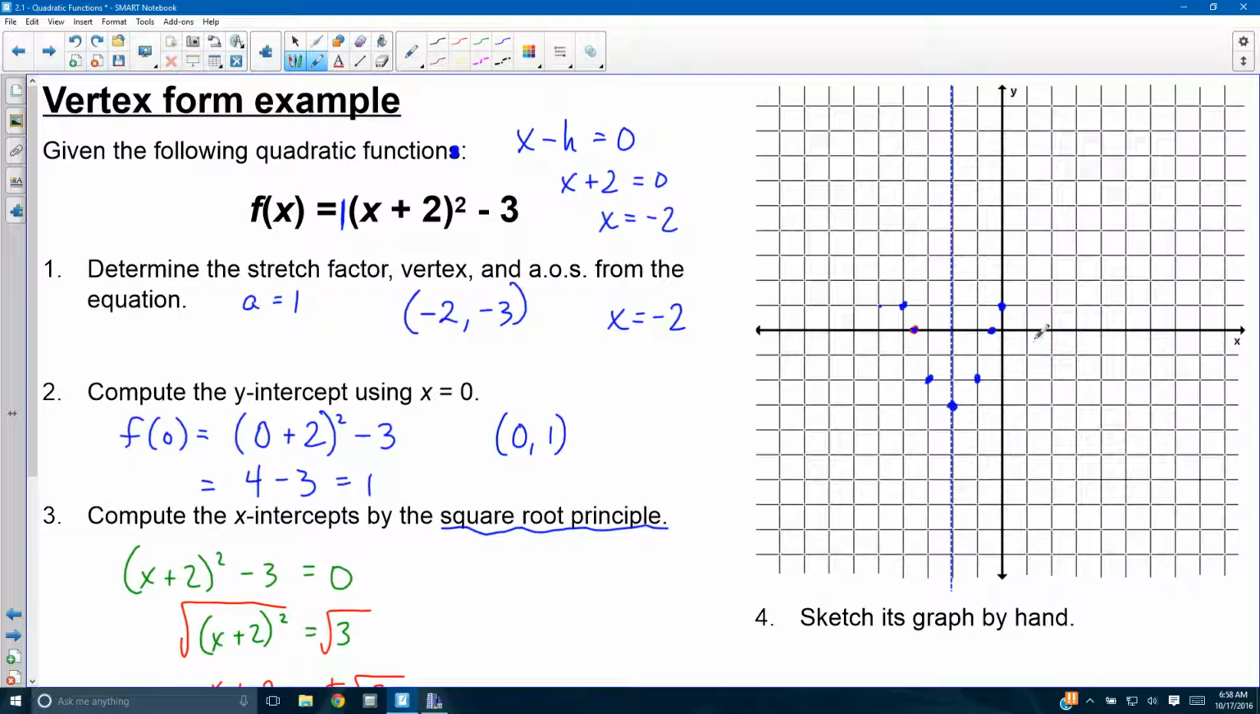And if I go over 3, I go up 3 squared. That's going to be 9. So 6 up from the x-axis is right there. And 3 units away is right there. Looks like enough information there for my graph.